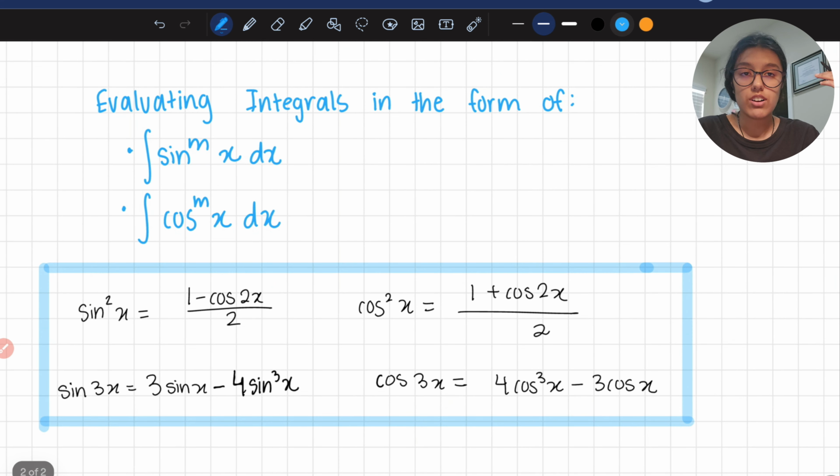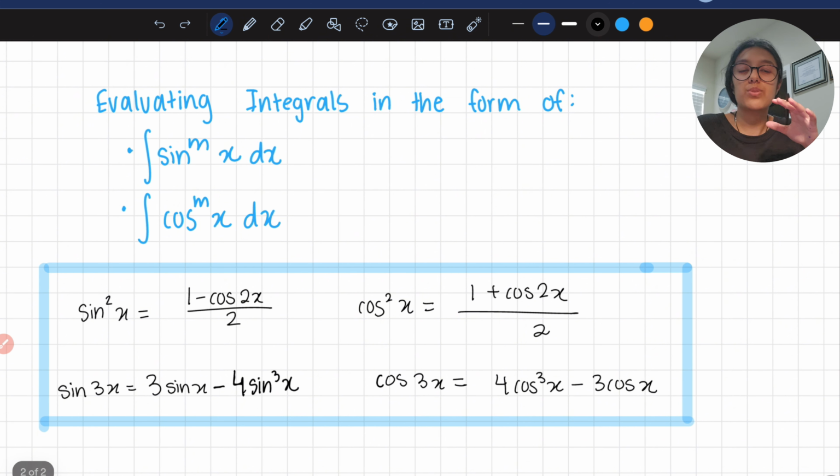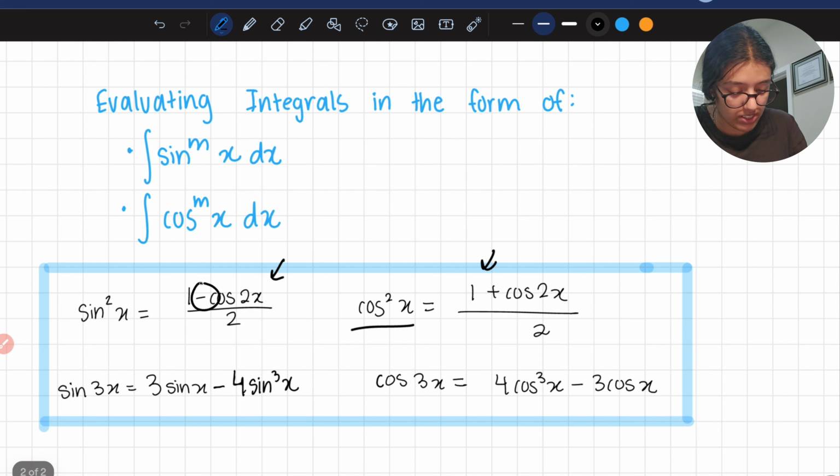All right, so here are the equations I was talking about, the trigonometric equations that are going to be really helpful when you're solving these types of integrals. So let's go through them step by step. So we have sine squared x is equal to 1 minus cos 2x over 2. Similarly, we have cos squared x, which is equal to 1 plus cos 2x over 2. So between this one and this one, it's just this sign that's different. Hopefully that won't be too difficult to remember because the next two are a bit more tricky.